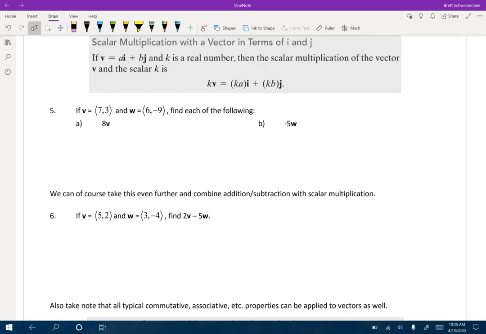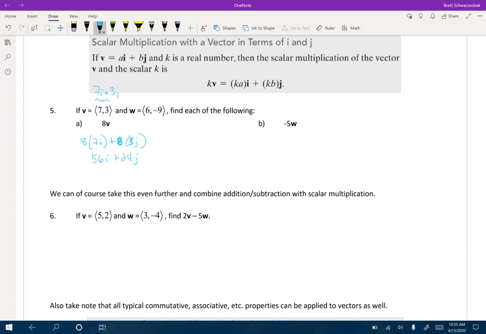You've got 7, 3 right here as v, right? So that is the same as 7i plus 3j. So what would we do in order to find 8 times v? The vector v, we would do 8 times 7i plus 8 times 3j. Anyway, we would get 56i plus 24j as our new vector. It kind of makes sense.